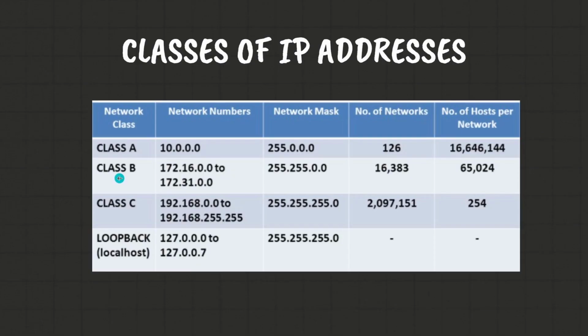Next we have class B. The network number in it starts with the 172 range, like 172.16.0.0, and the network mask is 255.255.0.0. The number of networks it can have is 16,383, and the number of hosts it can have is 65,024. So if you are dealing with such a network, then it might belong to a medium-level organization.